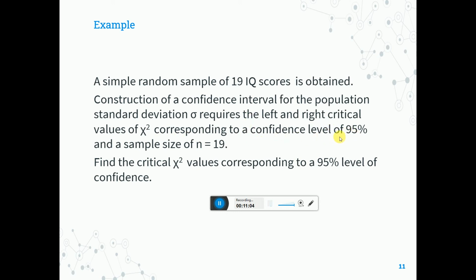The confidence level is related to how we're going to fill out our confidence interval. But what we really care about right now, since we're just looking for the critical values, is this 95%, meaning that 95% of the data should be in the middle, and we're looking for the outside 2.5% on either side. The sample size is n equals 19, so our degrees of freedom will be just 18. Leaving this and going over to Excel.